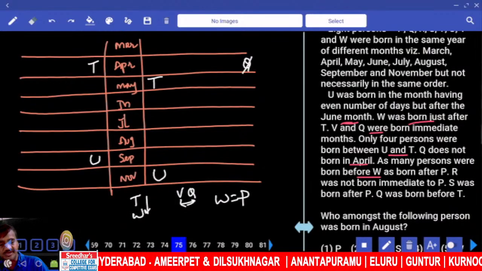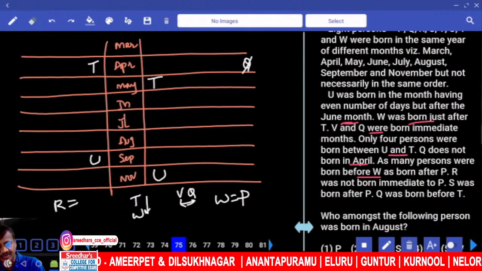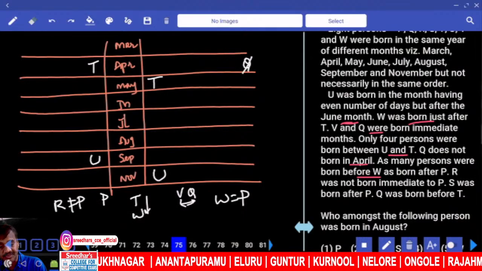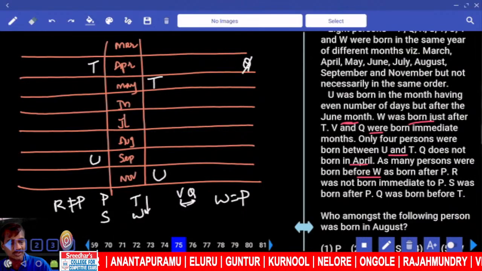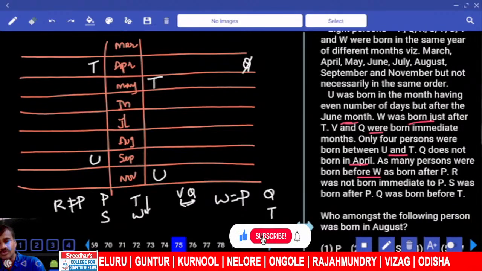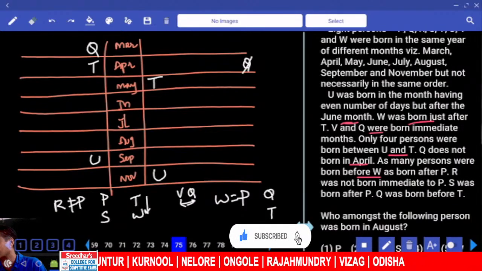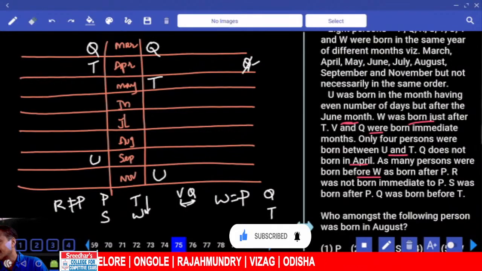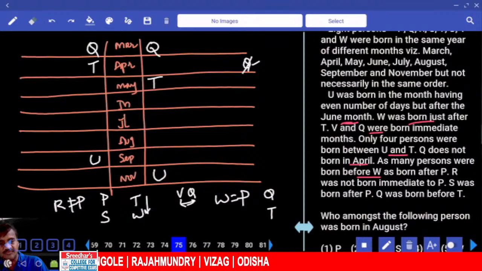R was not born immediate to P. R and P are not adjacent to each other. And S was born after P. Now P is here, S is after P. And Q was born before T. Clear? This is the information given. As Q was born before T, Q must be here. But as Q cannot be at this place, here also Q must be here. In both the cases, Q must be in the month of March.